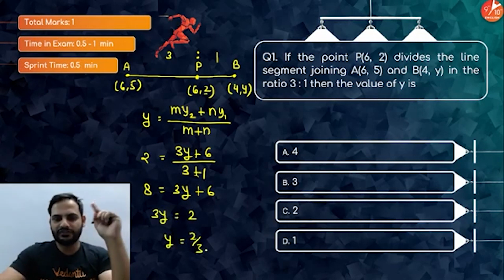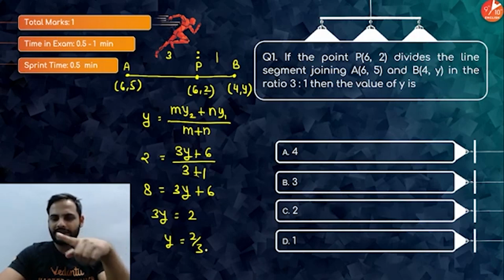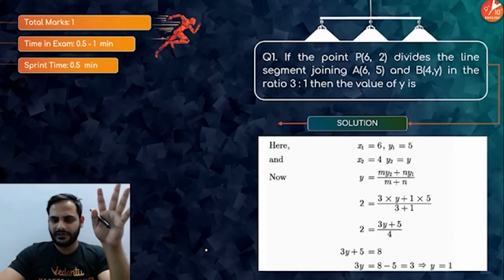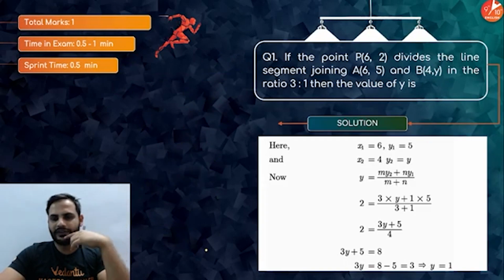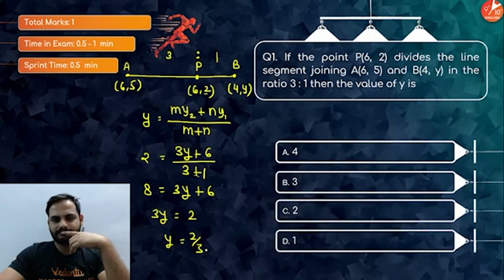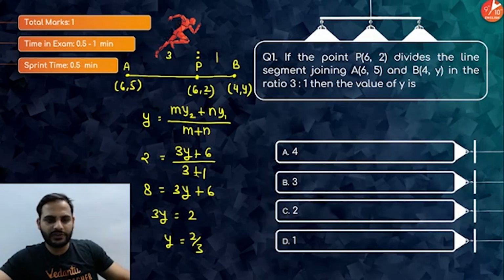I think there is some mistake. Point P and point A's x coordinate is same. I think it should be 5,6. Somewhere I have made a mistake. देखो x1 is 6,5, 4,y, 3 into y plus 1 into 5. Oh no, I have made a mistake in doing the calculation. No, everything is correct there. It's my mistake.